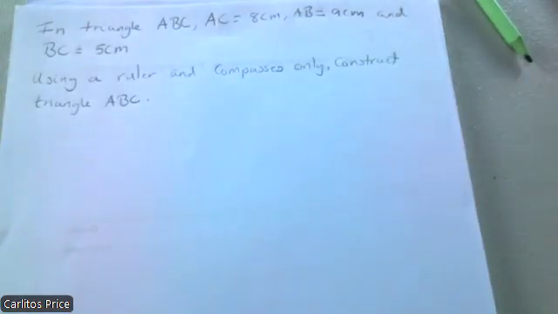In triangle ABC, AC equal to 8 centimeters, AB is 9 centimeters, BC equal to 5 centimeters. Using a ruler and compasses only, construct triangle ABC.